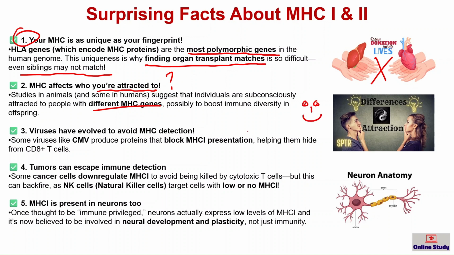The third interesting thing is that viruses have evolved to avoid MHC, so they can infect the host and kill the host. In addition, tumors can escape immune detection by downregulating the MHC1. However, our immune system has evolved in a way that if the MHC1 is downregulated, the NK cell can detect those cells and kill them. The fifth interesting thing is that MHC1 is present in neurons too. Previously, it was thought that neurons are an immune privileged site. However, MHC1 is detected in the neuron and helps with neural development and plasticity, not just immunity.